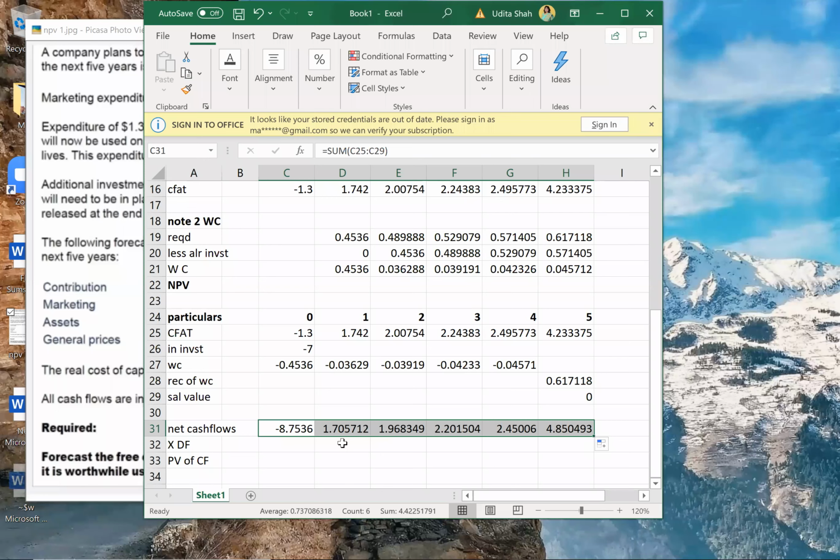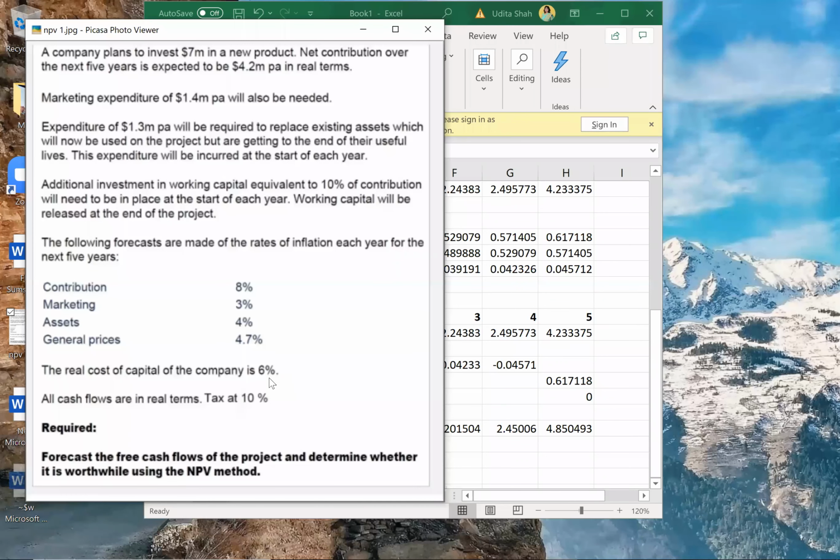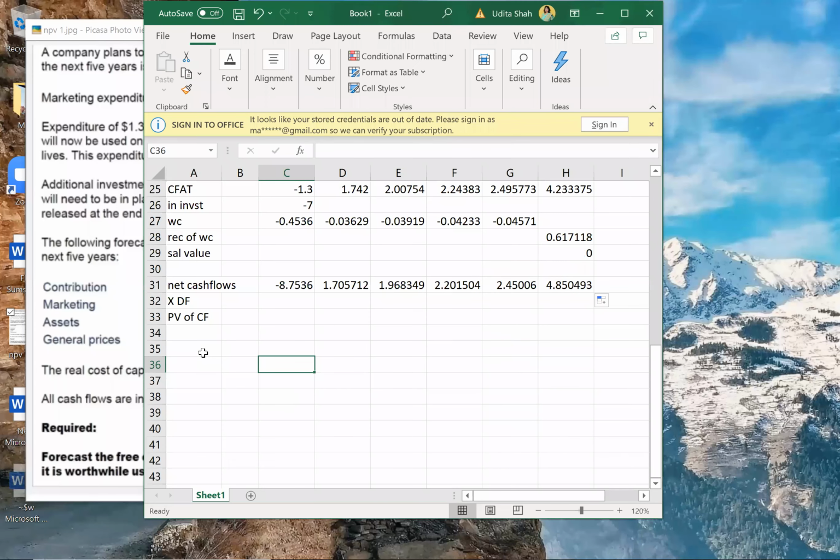Into discounting factor I have to do now. What is the discounting factor? Real cost of capital is 6%, but pay attention, I don't want real cost of capital because my cash flows are not in real terms now. I have converted real terms cash flow to nominal terms. So I want to calculate NDF.